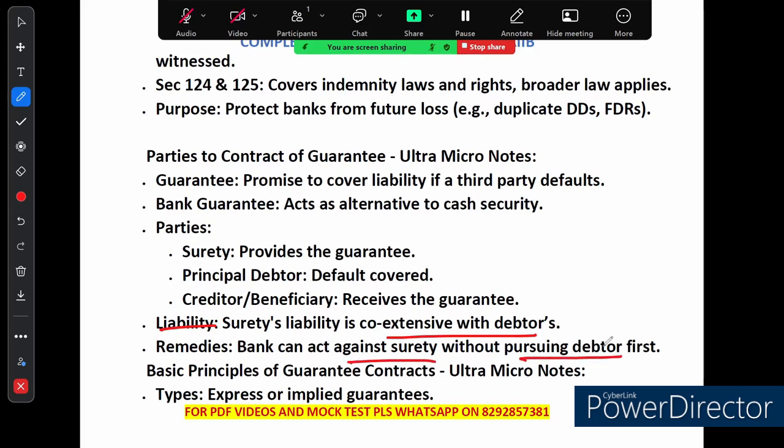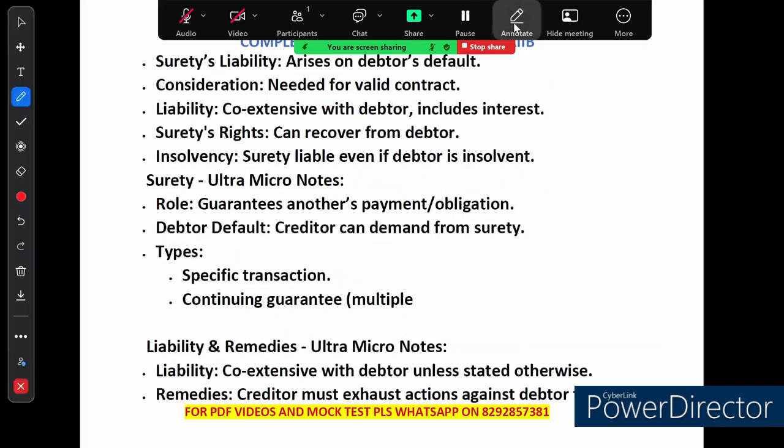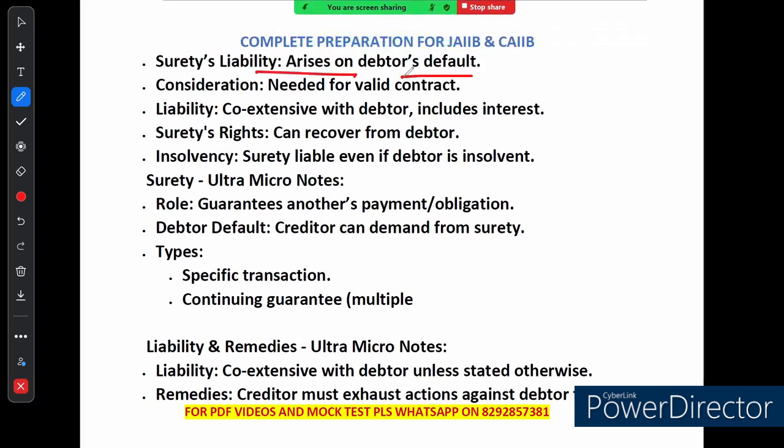Now, finally, let's wrap up with the basic principles of the contract of guarantee. First, a guarantee can be express or implied. Now, the surety's liability only kicks in if the debtor defaults. Consideration: the guarantee needs consideration to be valid, which means something of value must be exchanged. Even if the debtor goes bankrupt, the surety still has to pay. So I hope this makes everything about indemnity and guarantee contracts a little clearer.